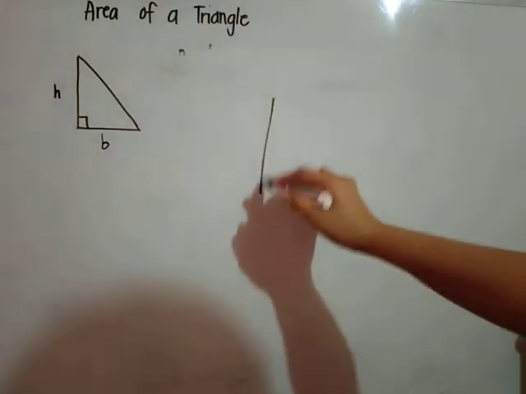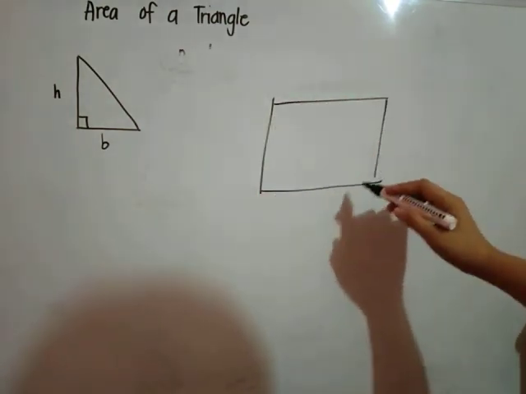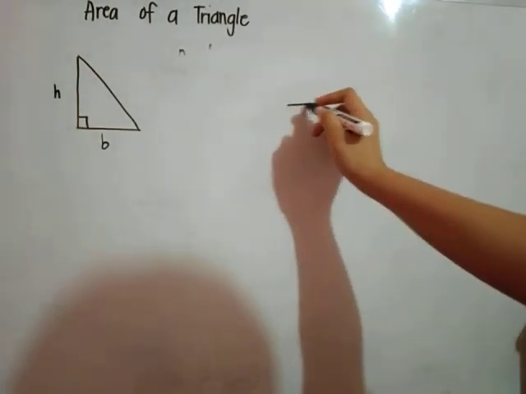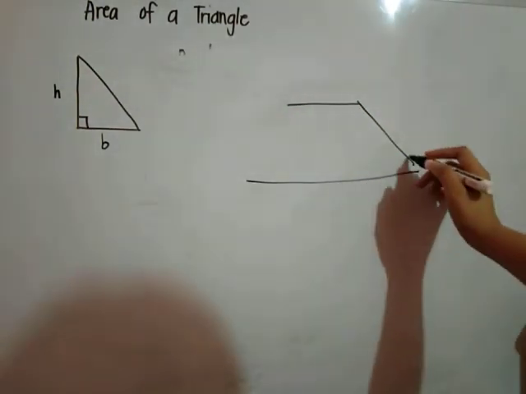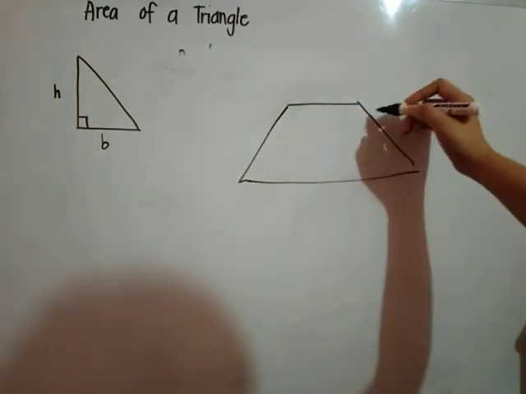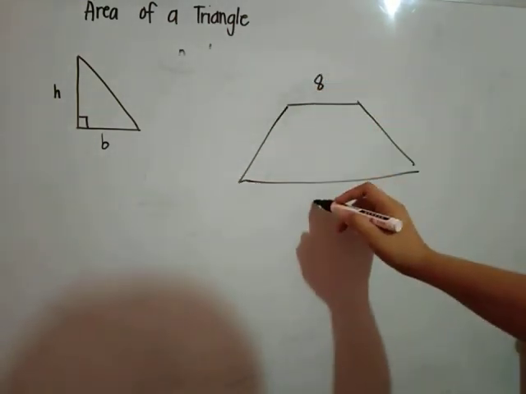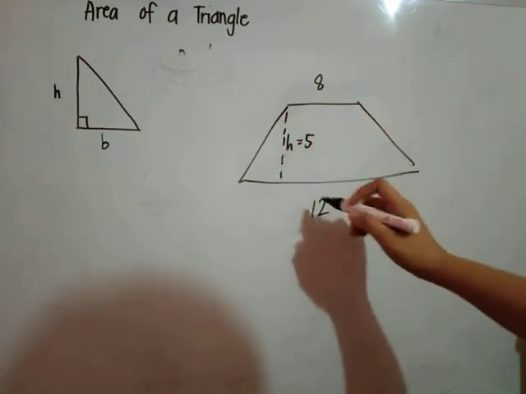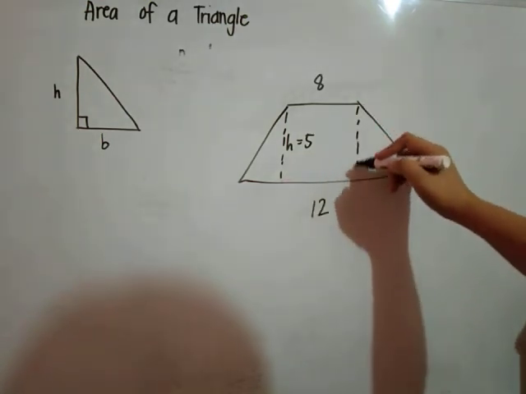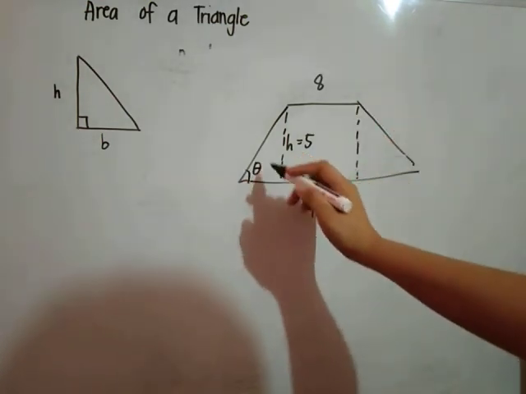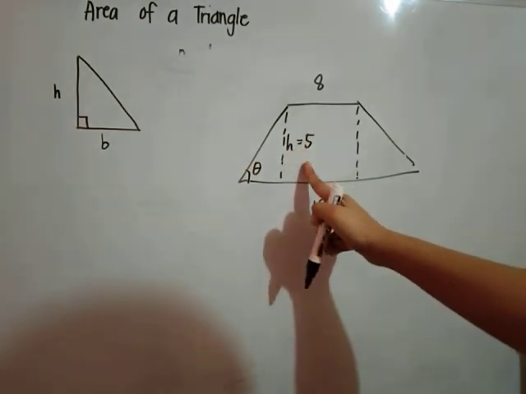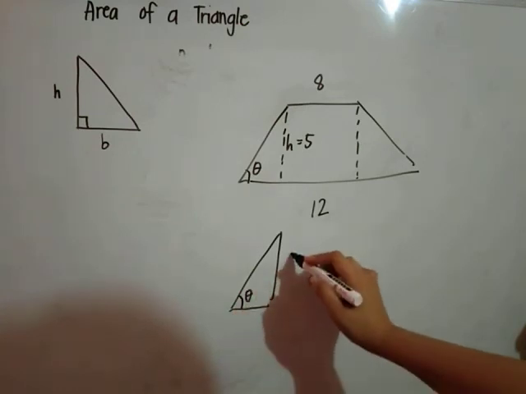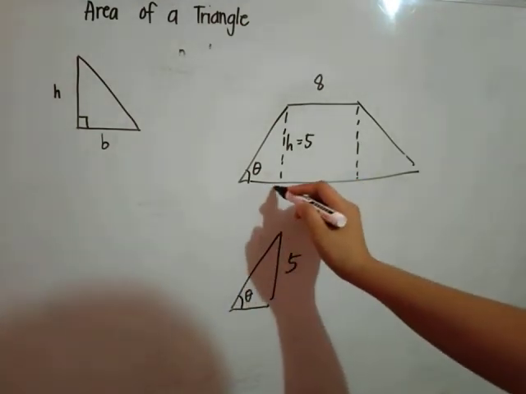Kung halimbawa, sa quadrilateral, kunyari meron tayong trapezoid. Halimbawa, let's say this is 8, this is 12, and then meron tayong height which is equal to 5. And then, papahanap sa atin yung angle dito. Ang application din nito, triangle na naman. Ma-form lang tayo ng triangle, we have theta is equal to, dito yung 5, and then ano yung value dito?